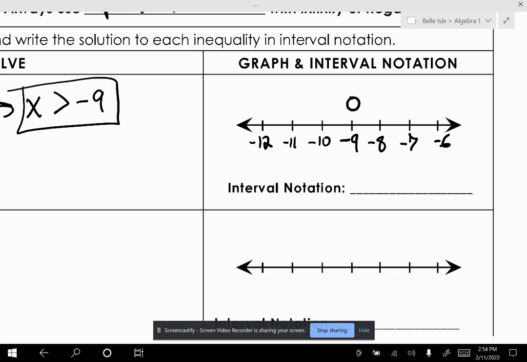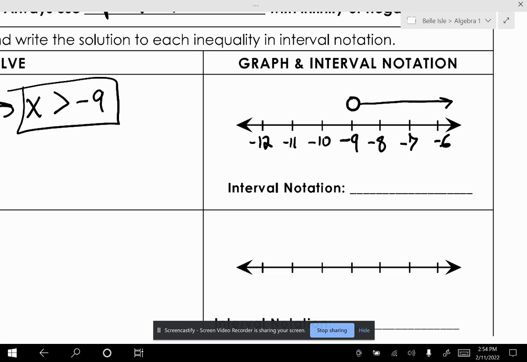Which way are we going to draw our graph? To the right, because it's greater than. Okay. So we want to go in the greater than direction, increasing in value. And then this is how we're going to write our answer. You're going to write your answers from the lowest possible value to the highest possible value that you graphed.